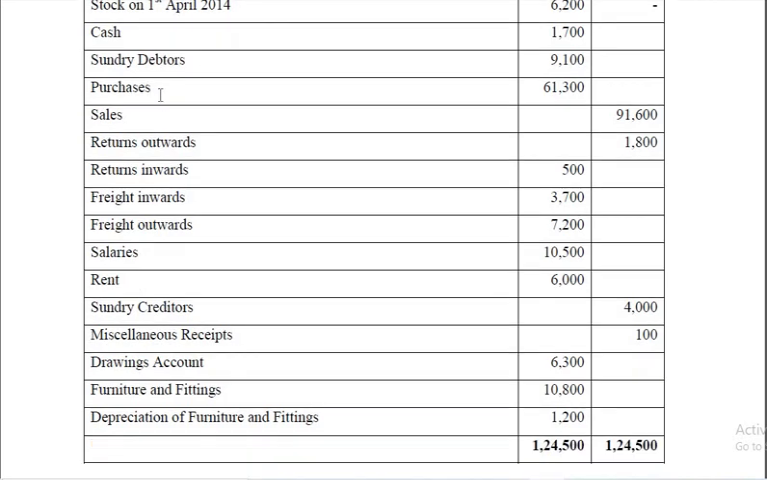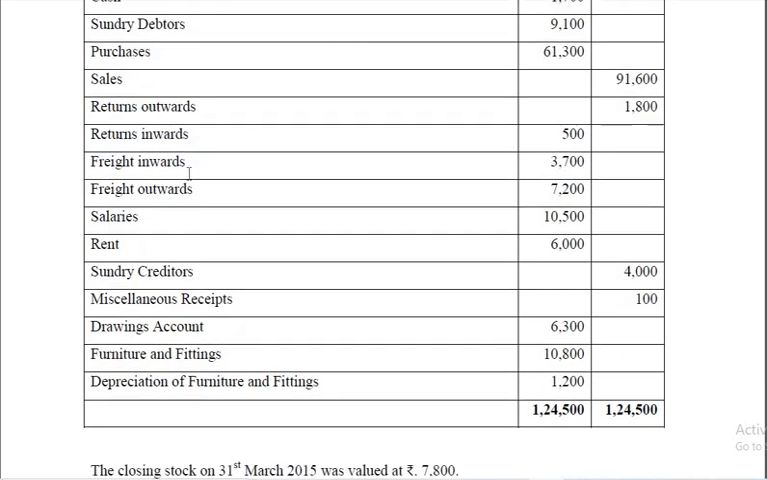Purchases will be the part of trading account. If there are returns, that should be deducted. Sales will be credited to trading account. Return outwards, that means purchases returns. Returns outwards means purchases returns. Then you have purchased, then returning, and that will go out. So purchase return outwards. Return inwards means sales returns, that should be deducted from sales.